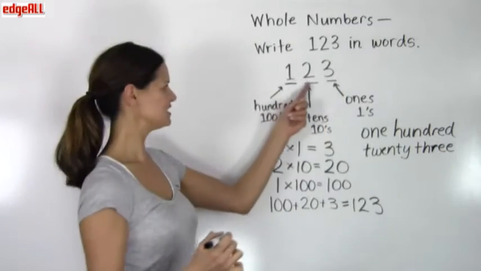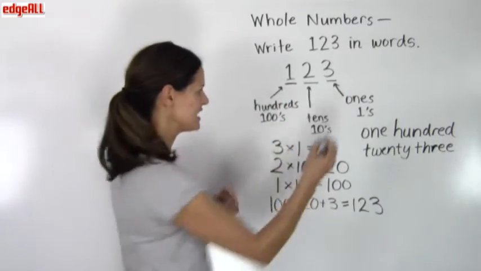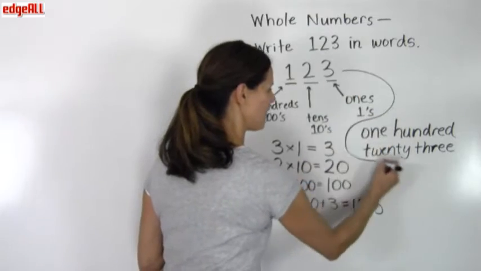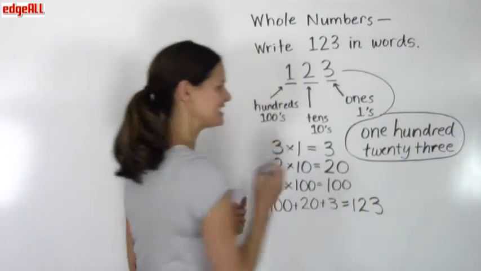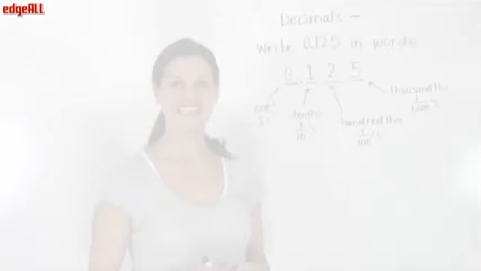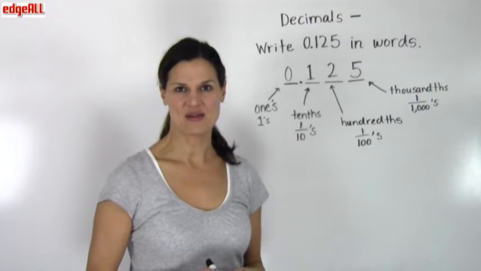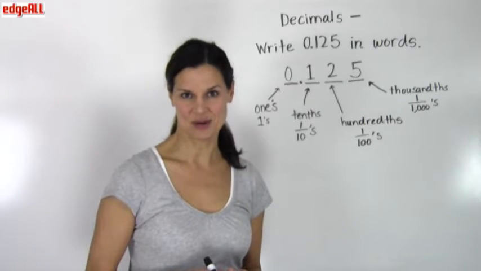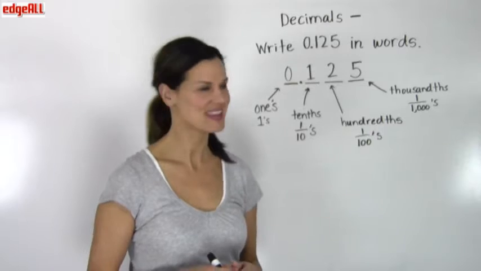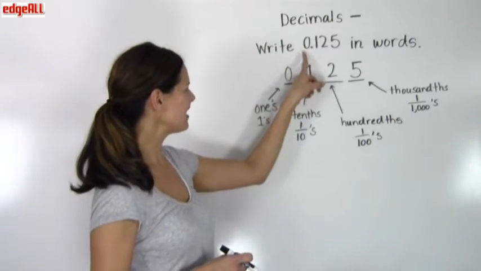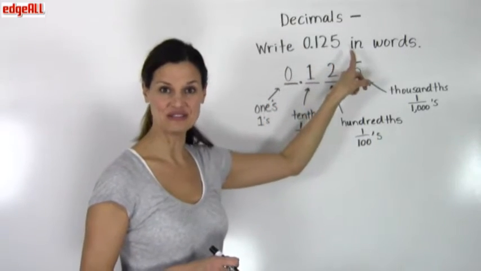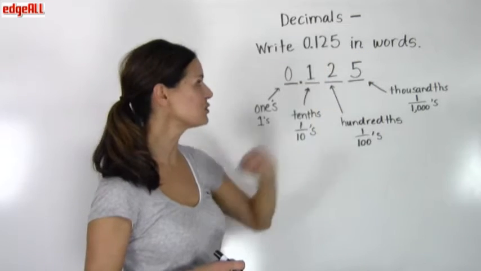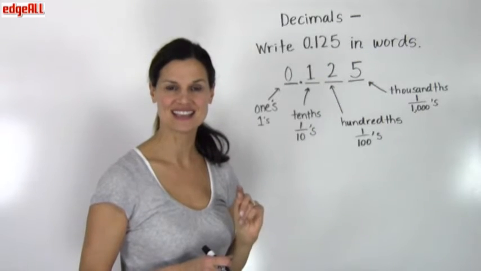And our 123 in words is equal to 123. Let's look at an example now of writing a decimal number using words. So we have a decimal here of 0.125, and we're asked to write that in words.